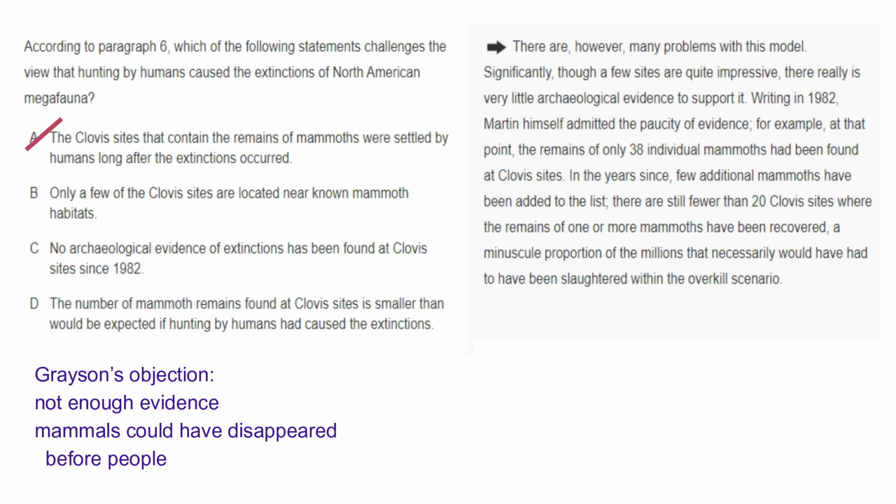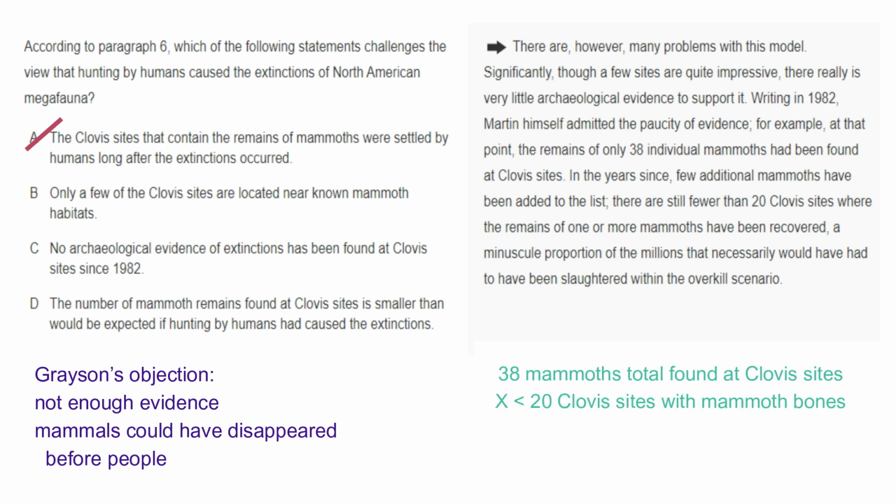There's only 38 mammoths found at Clovis sites in 1982, and it didn't change much. And there are fewer than 20 Clovis sites where the remains of mammoths have been recovered. This idea is quite different from option B, which talks about not many Clovis sites being near mammoths' habitat. The passage only talks about Clovis sites and the numbers of mammoths found on the sites, never mentioning mammoth sites. So B is not what we are looking for.